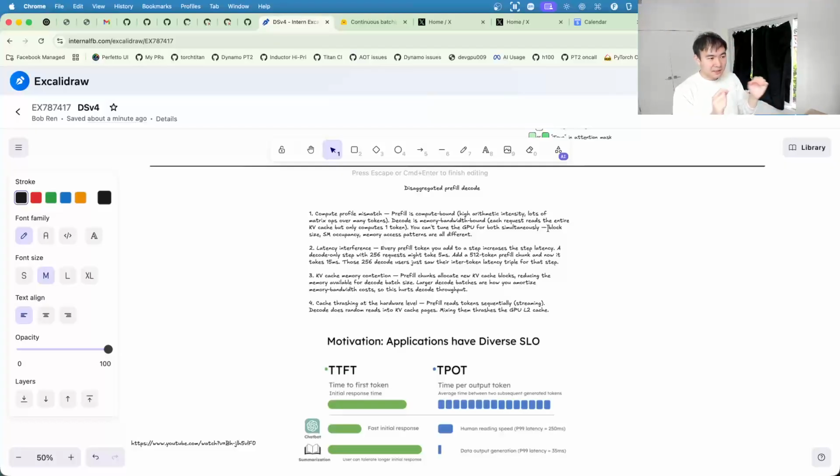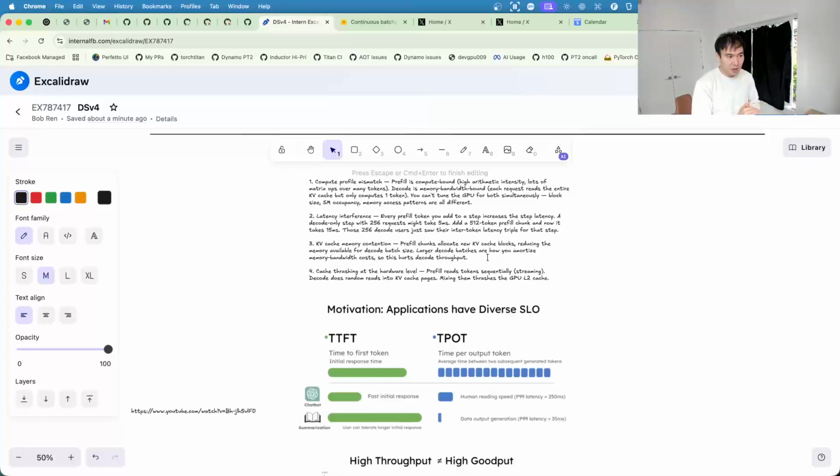The second is latency interference. The basic idea is if you have a batch and you're doing continuous batching, your prefill is either going to be waiting on the decode, or more likely your decode is going to be waiting on the prefill. And so you basically have this long-tail problem where you're waiting longer to finish a request than you need to be.